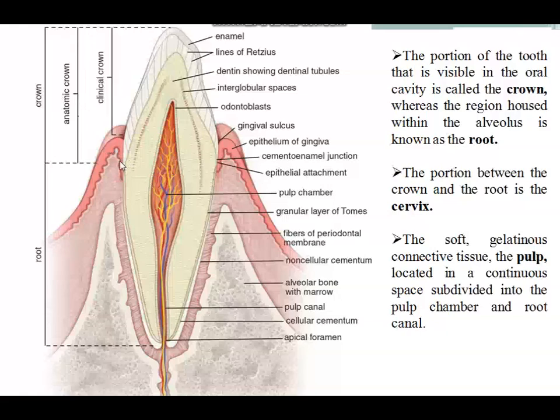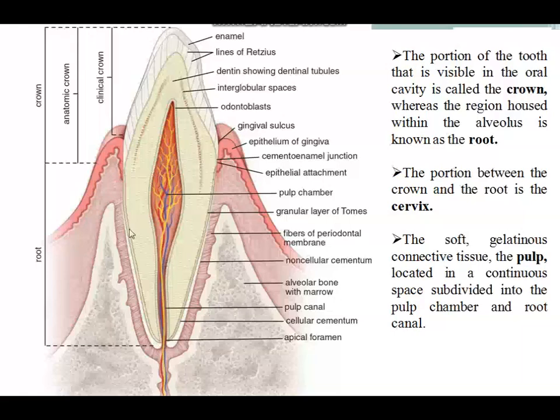Let's look here. Here you can see the periodontal ligament. The root canal communicates with this periodontal ligament at the apical foramen. It is at the tip of each tooth. Through this opening, the blood vessels, lymphatic vessels, and also nerves enter into the tooth.